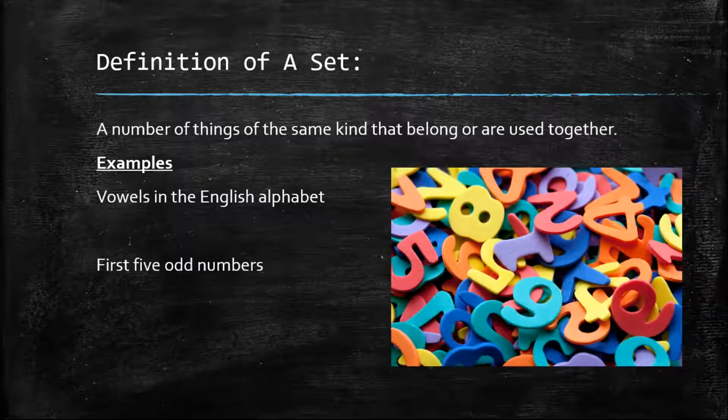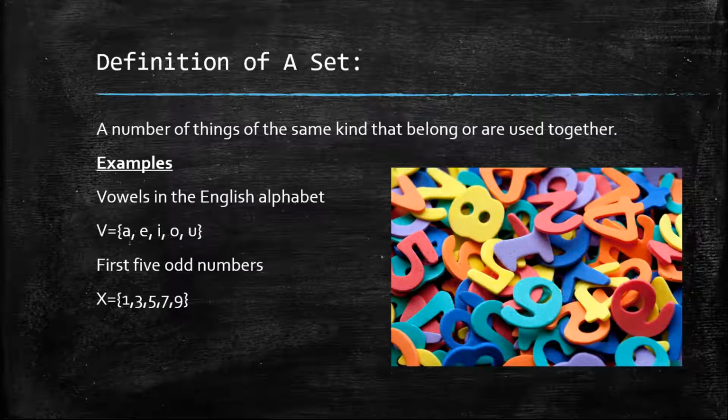A few examples of sets: it could be anything random between colors, shapes, or even vowels, like example number 1, vowels in the English alphabet. So we would write that set as V equals {A, E, I, O, U}. Another example is the first 5 odd numbers, which I named set X, which is {1, 3, 5, 7, 9}.